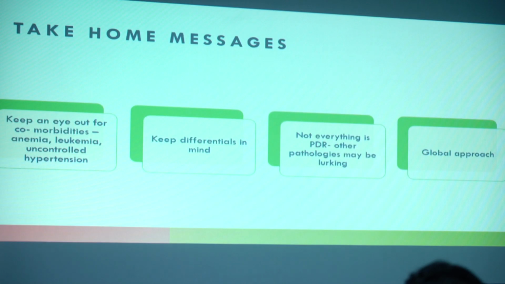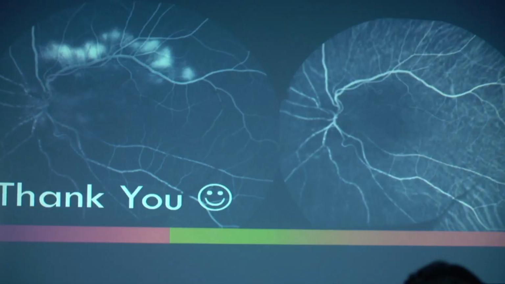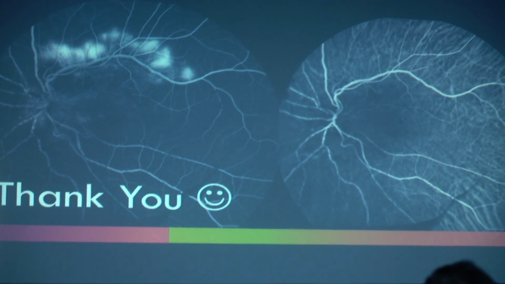My take-homes are: keep an eye out for comorbidities like leukemia, uncontrolled hypertension, keep differentials in mind. Not everything is PDR. Other pathologies must be lurking around, and there should be a global approach for these patients. Thank you so much.